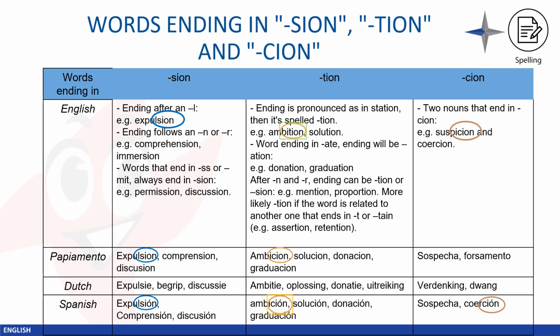Words ending in S-I-O-N, T-I-O-N, and C-I-O-N. So take a look at this chart. You see differences between these four languages. For example, in English, expulsion, and then in Papiamento, expulsión, in Dutch, expulsie, and Spanish, expulsión. Similarities. But then, for example, the last column, suspicion, sospechar, verdenking, and sospechar, van sospechar, sospecha. Similar as these two, but in Dutch, totally different.